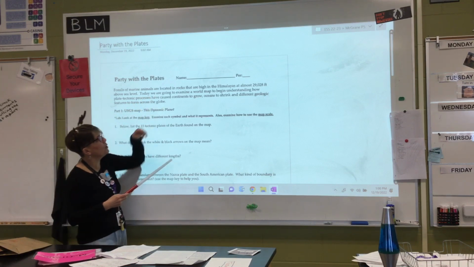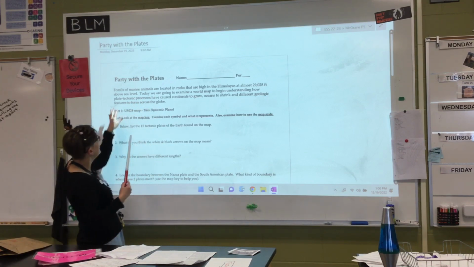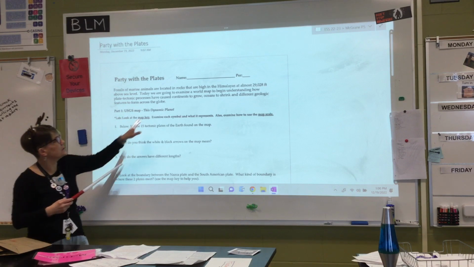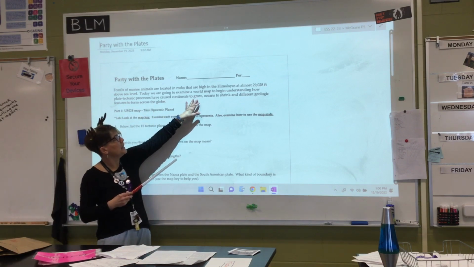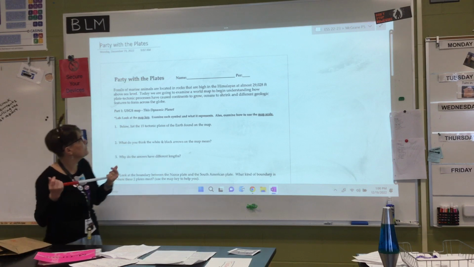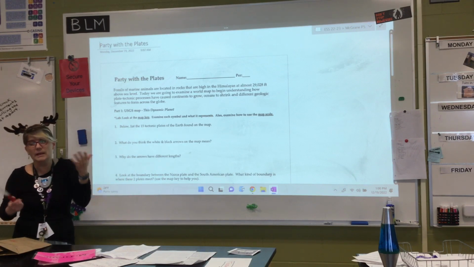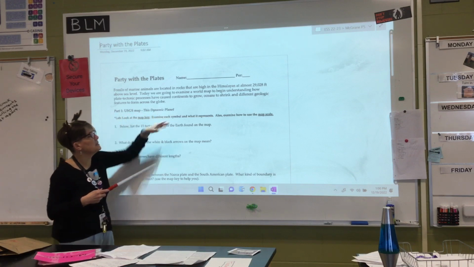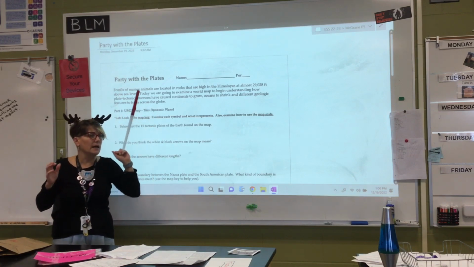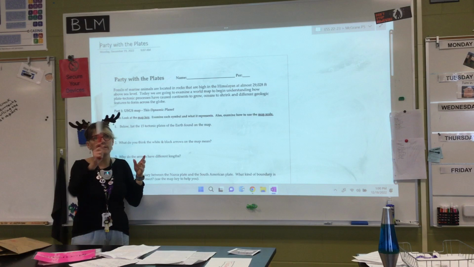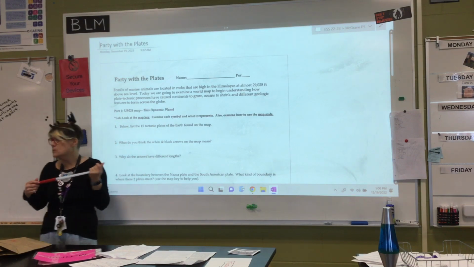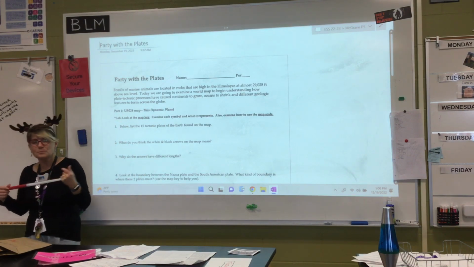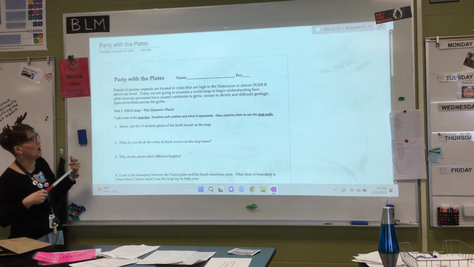Today, we're going to examine a world map to begin to understand how plate tectonic processes have caused continents to grow larger, oceans to shrink smaller, and different geologic features like the Himalayan mountains to form across the globe. We're going to be using something called the dynamic planet map, and I have put a link for this map online, so if you need to see it again, you can. It is just going to be a digital copy.